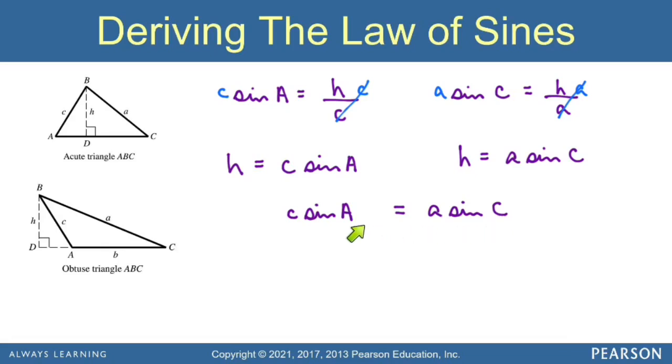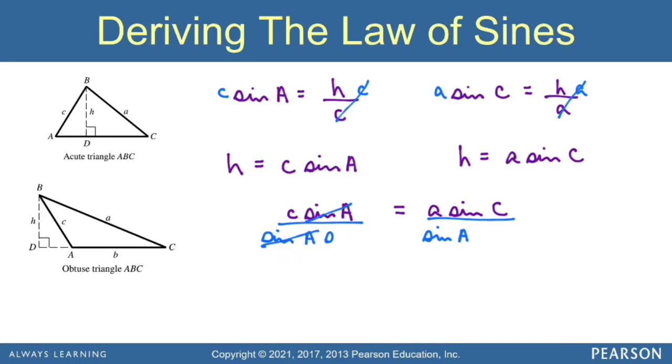And this essentially is the law of sines, but you never see it written this way. Instead, it's always solved to be in a more convenient form. So to get to that more convenient form, I'm going to divide both sides by the sine of A, and that means the sine of A will divide out from the left side.